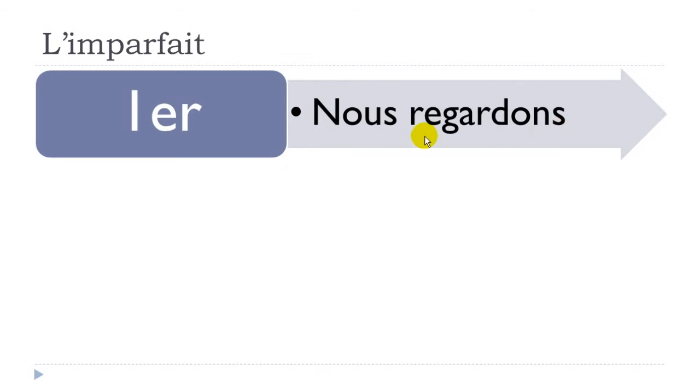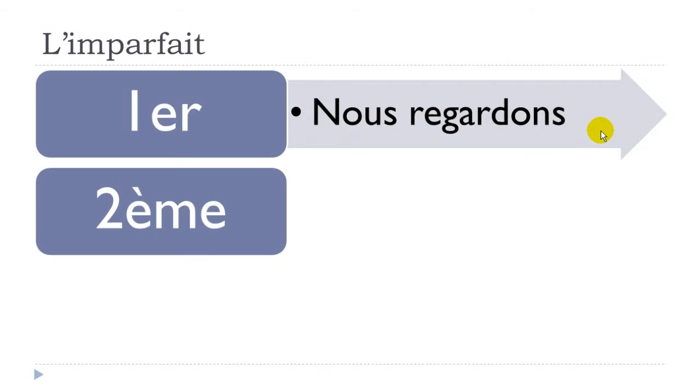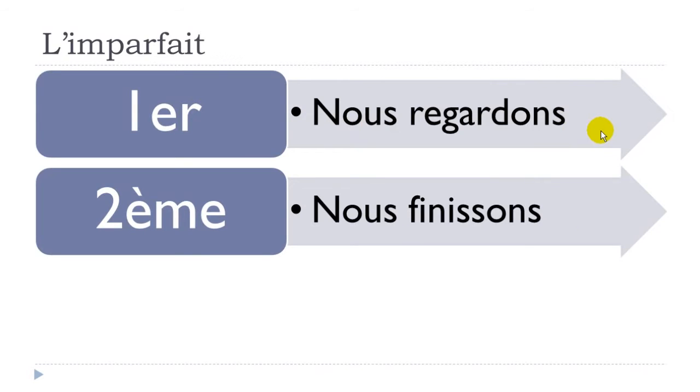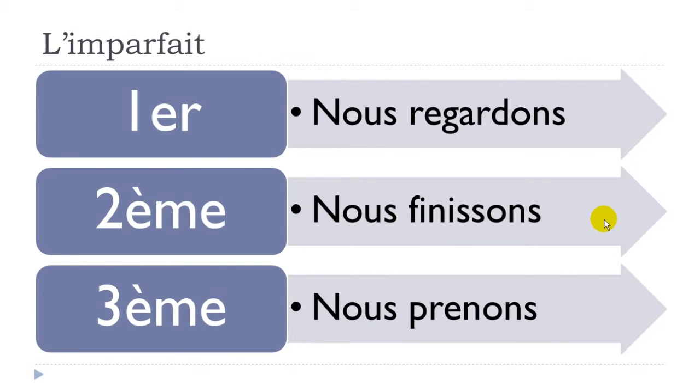So you should know the present form of regarder, and it goes like nous regardons, that's the present form. For the second group, I've taken finir, to finish, to end. Same thing, you put this nous form at the present. Nous finissons. And then for the third group of verbs, I took prendre. Prendre is to take, and it goes like nous prenons. So nous regardons, nous finissons, nous prenons.